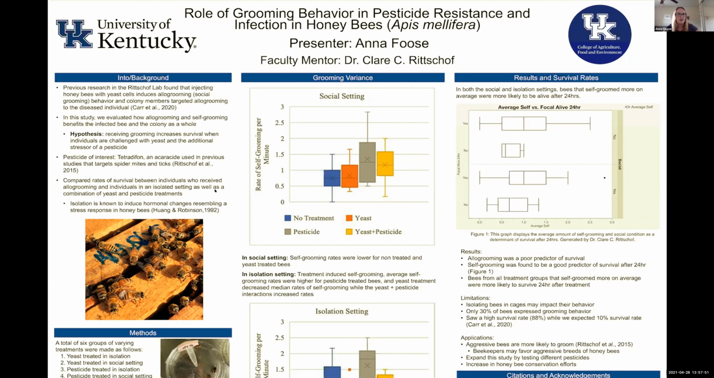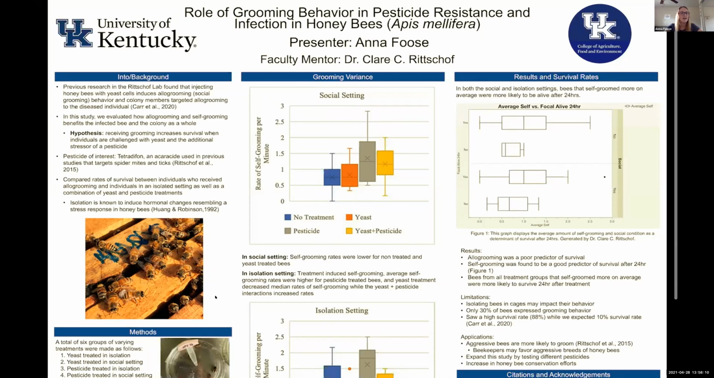And so to test that hypothesis, we compared the survival rates between individuals who received that allogrooming and individuals that were placed in an isolation setting where they weren't receiving any allogrooming at all. And then we looked at the combination of yeast treatment and then yeast and pesticide interactions.